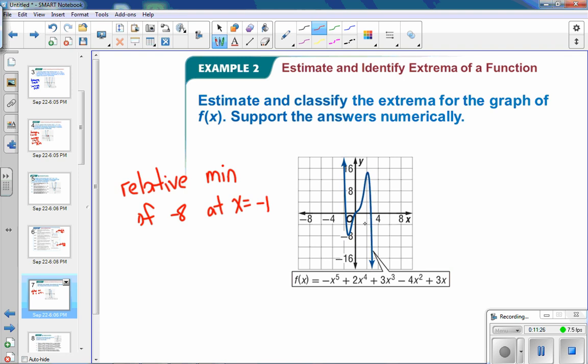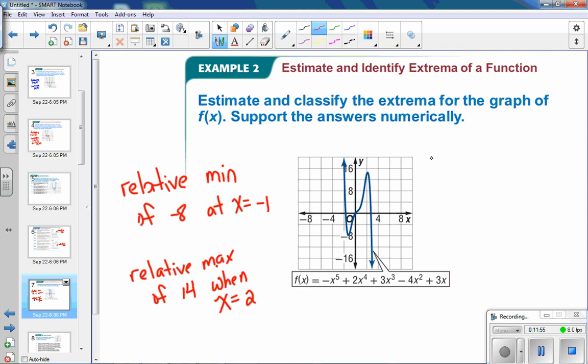At x equals 2 we have a relative max of, it looks like, about 14. So we have a relative min, we have a relative max. However, there is no absolute min and no absolute max because pay attention to the end behavior.